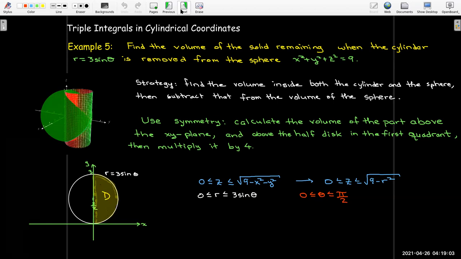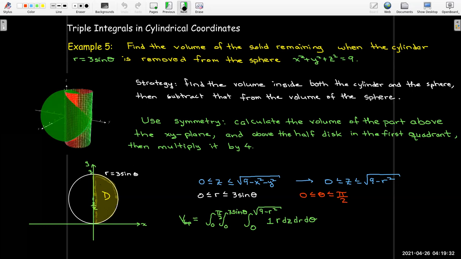So now I've got all the bounds of my integral, so I can go ahead and write that out. The volume of this portion of the top is going to be the integral from 0 to pi over 2, then 0 to 3 sine theta, 0 to radical 9 minus r squared. 1 is my integrand because it's volume, and then dV is r dz dr d theta.